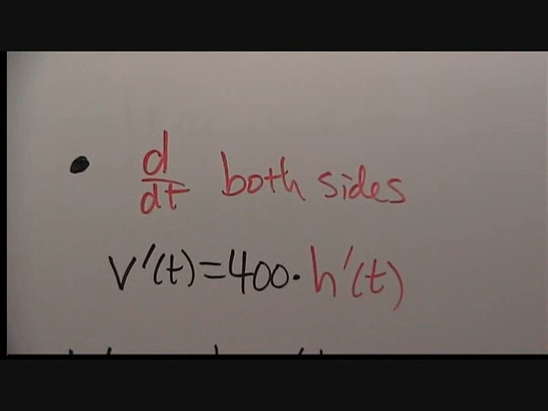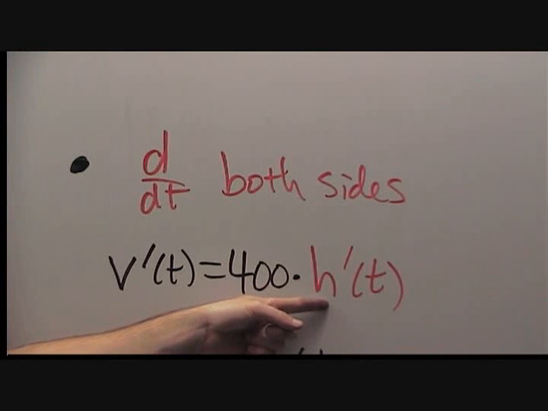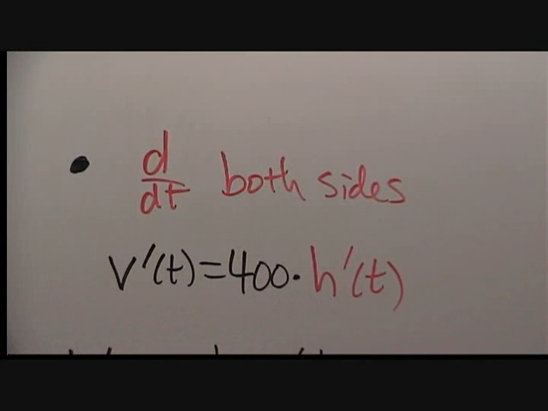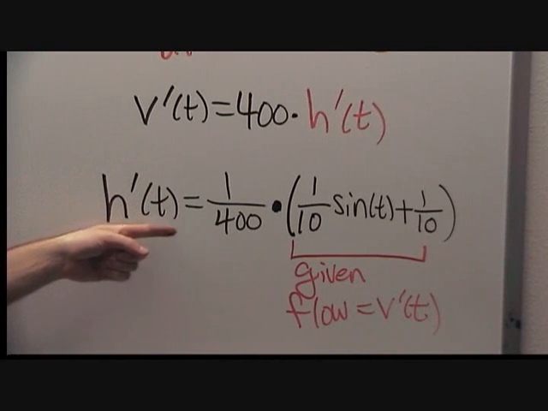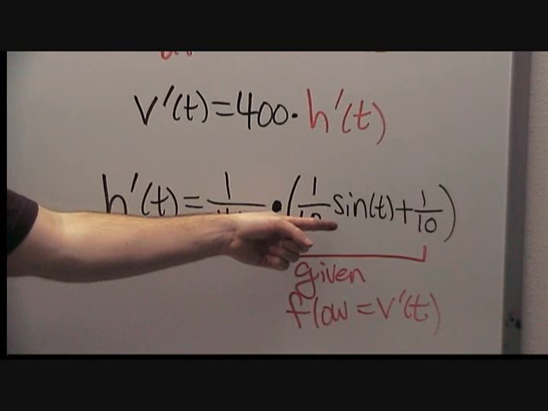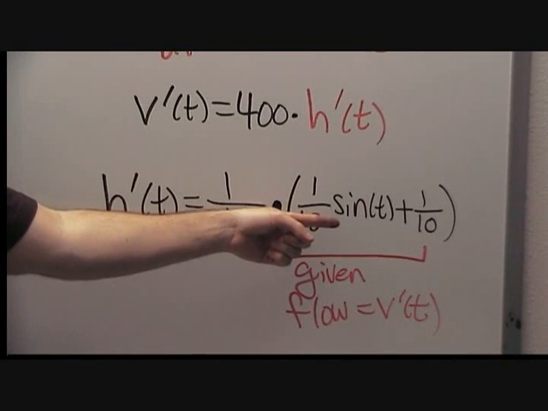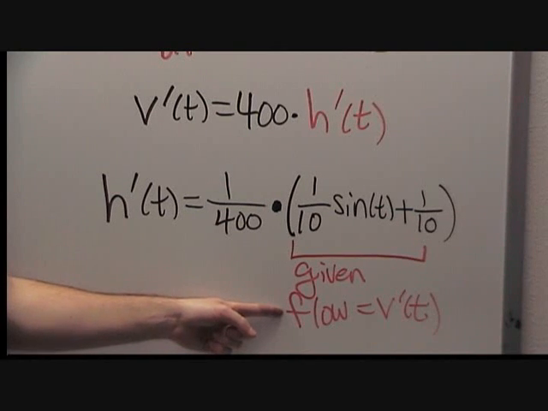We differentiate both sides of that equation to introduce V prime and h prime. Our equation now reads V prime of t is equal to 400 times h prime of t. Rearranging this line gives us h prime of t is equal to 1 over 400 times V prime of t. And remember, this is the function that was the given flow, which is V prime of t.